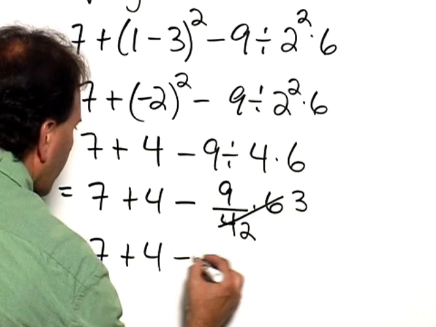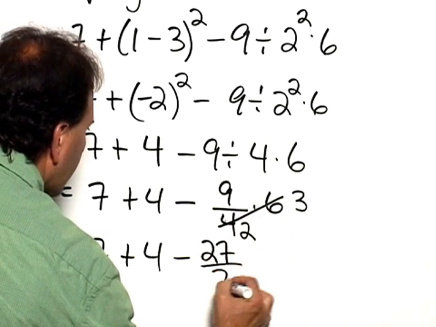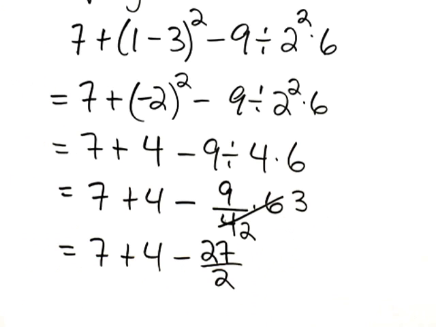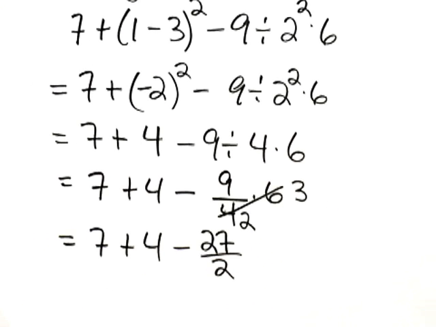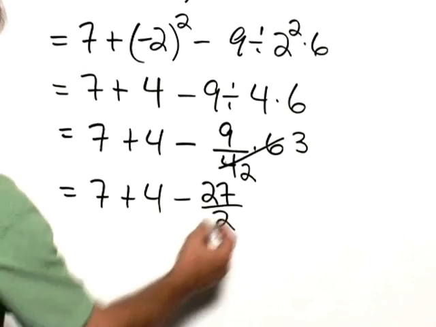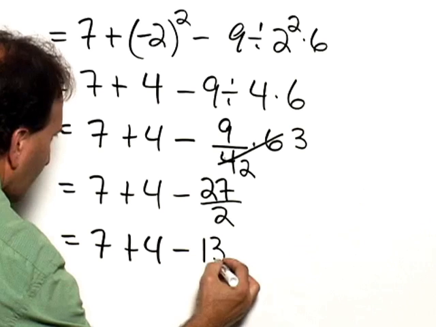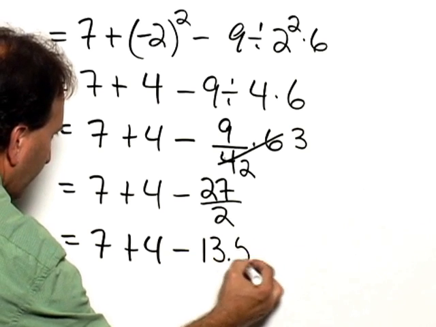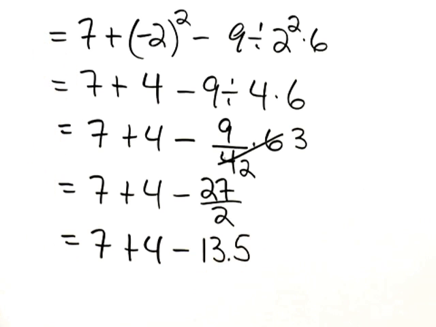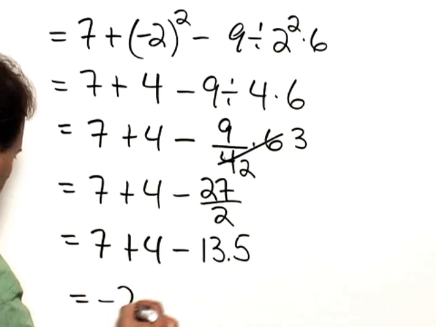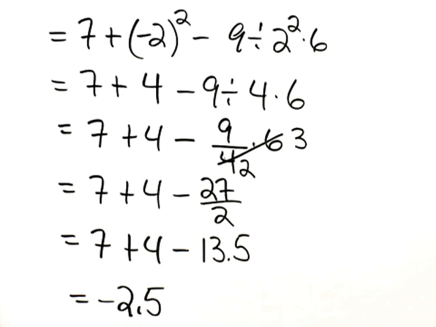Multiplying 9 times 3, it's 27 divided by 2. We can change that to a decimal, 7 plus 4 minus 13.5. And now do the addition and subtraction from left to right. 7 plus 4 is 11. 11 minus 13.5 gives us negative 2.5.